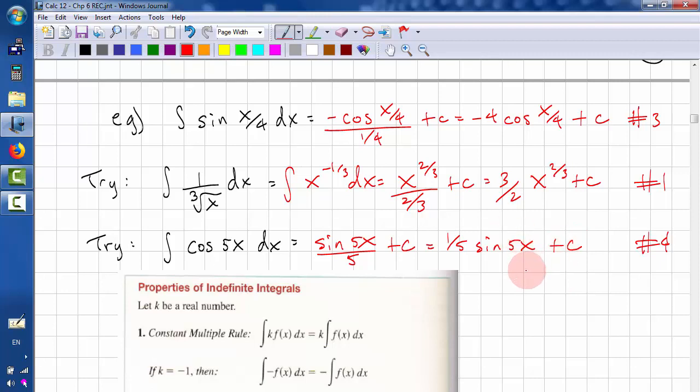Okay, just a reminder, trig functions only take one term. So 5x is your parameter. So it's implying that it's this plus c. It does not imply this. Okay, that's two terms.